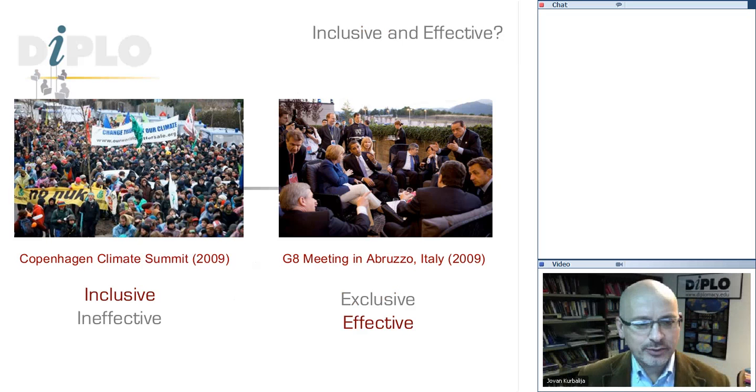It was the comparison between two events, Copenhagen Climate Summit in 2009 and G8 meeting in Abruzzo in Italy in 2009. One was very inclusive, Copenhagen Summit, but ineffective, nothing was concluded. And the G8 meeting in Abruzzo was exclusive, a small club, but it was effective. It made quite a few decisions and made the breakthrough on a few points. So this is a dynamism that we should keep in mind when we discuss e-tools.